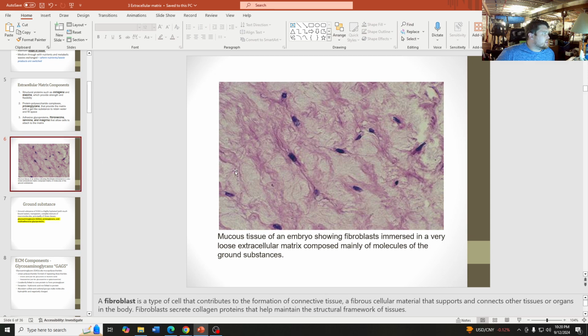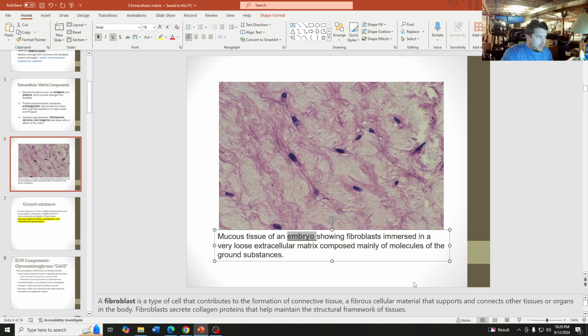So look in here. This is just the example. This is the image of our extracellular matrix. And this is called a loose extracellular matrix, composed mainly of molecules of the ground substance. That's because this is an embryo. So with an embryo, we're going to have a loose extracellular matrix.